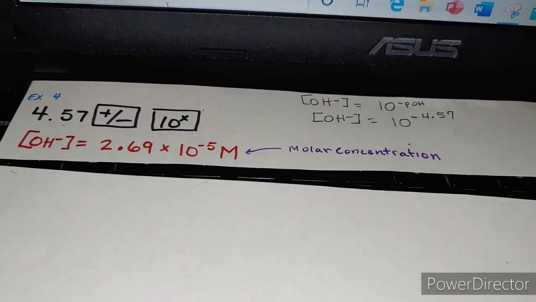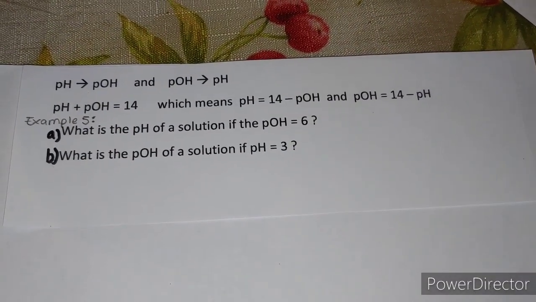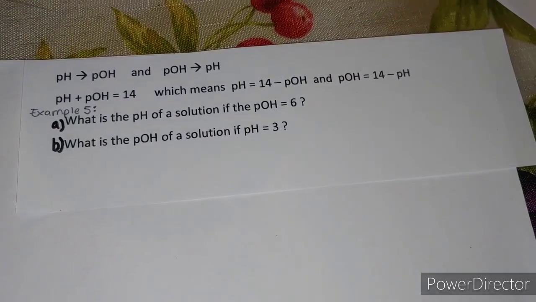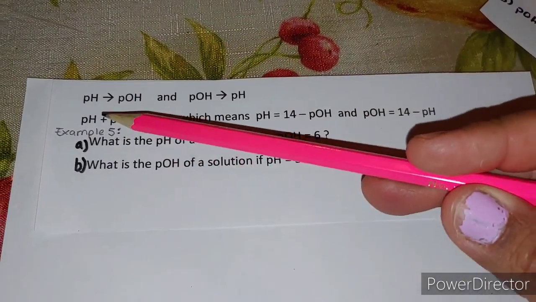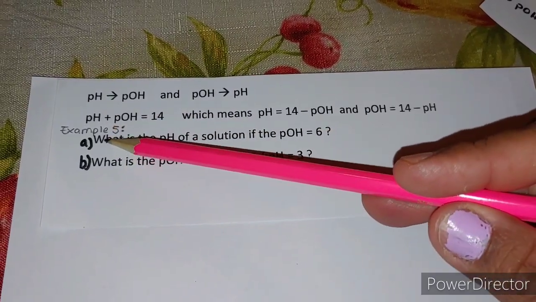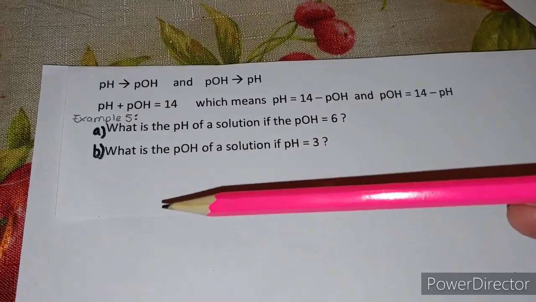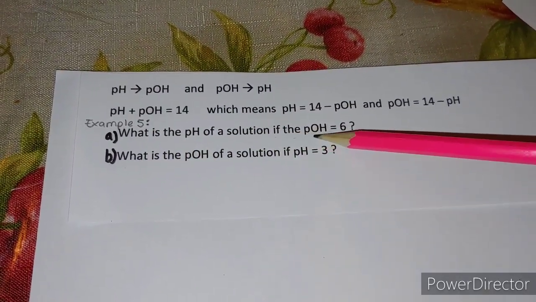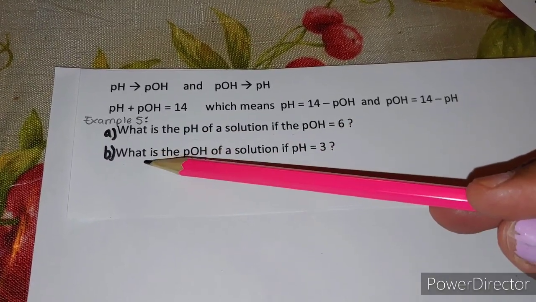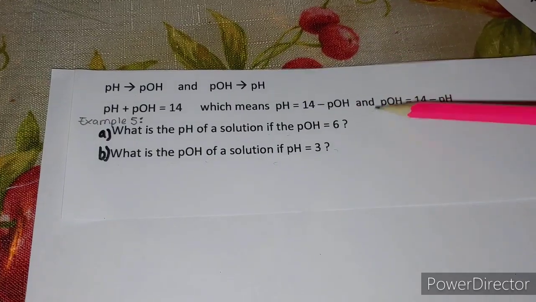All right, guys, so we're finally at example 5. And for example 5, save the best for last, a lot easier. Okay, so in this example, there's 2 parts, and I did it just so you can see how it works, but you're going to find out it's super easy. So for part A, it says, what is the pH of a solution if the pOH is 6? And for part B, it says, what is the pOH of a solution if pH is 3?